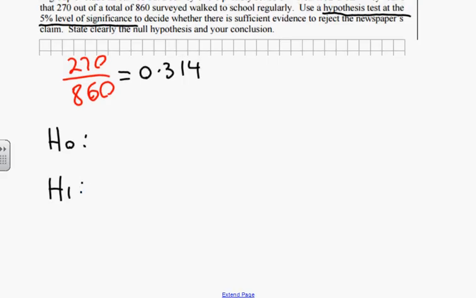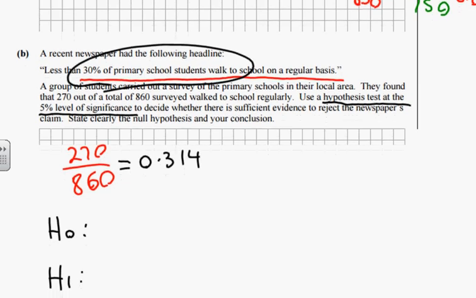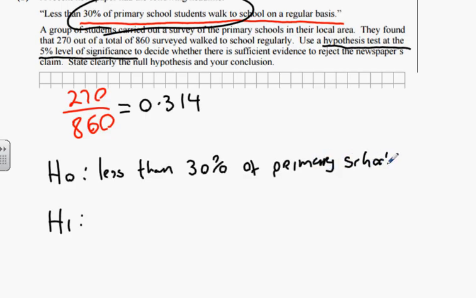So, to find out what H0 is, it's always the one they claim it is in the question. They say less than 30% of students walk to school on a regular basis. Is that alright? So that's what you write down, that H0 is less than 30% of primary school children walk to school. You just rewrite what's there.